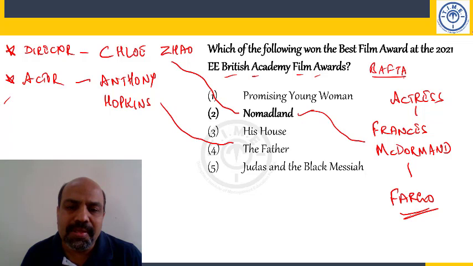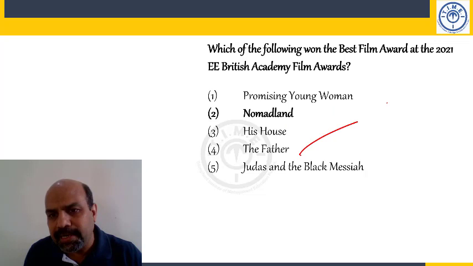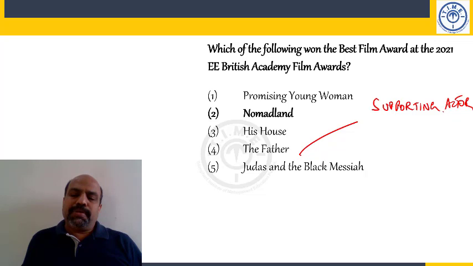Then maybe we could also take supporting actors. Do we need? I don't know if we would be asked, but we could be asking the questions. These kinds of questions come all the time in the exams. So why don't you write best supporting actor?